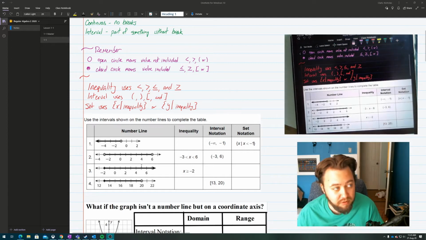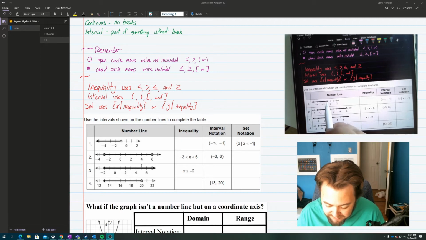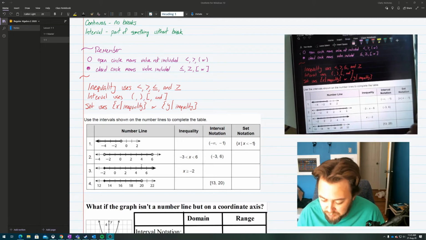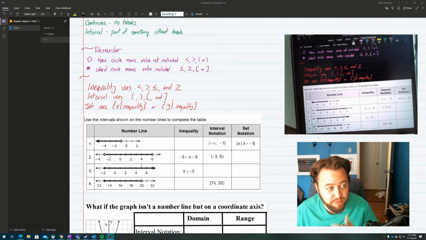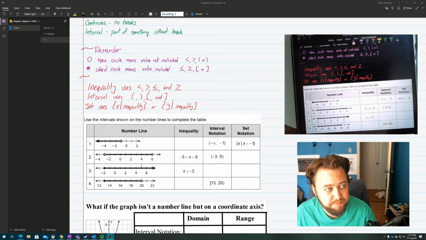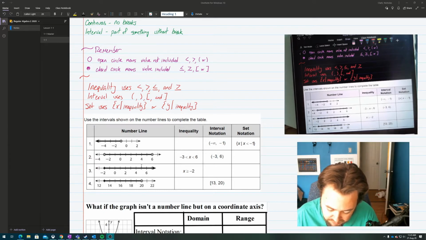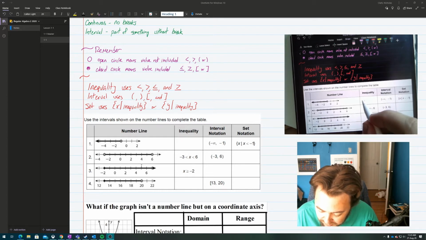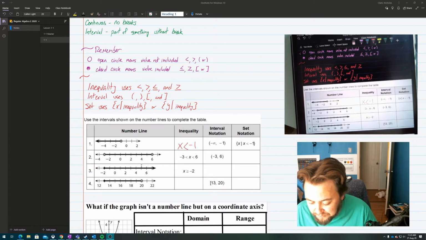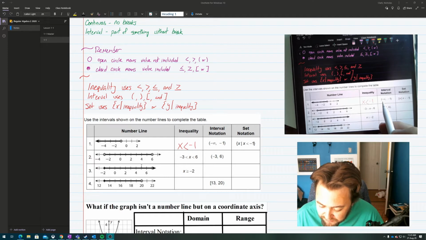So here, number line, pretty simple. This number line is all numbers that are less than -1. So to write that in interval notation, what we're going to be putting is that, oh, it's already an interval. Geez, Mr. Clark, read the paper. The inequality would be x is less than -1. Notice the interval notation here. It says -infinity to -1.